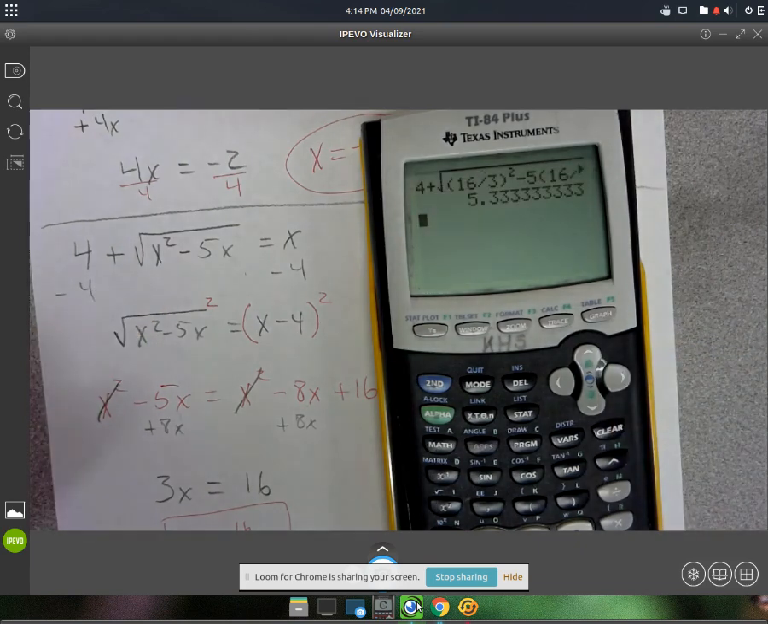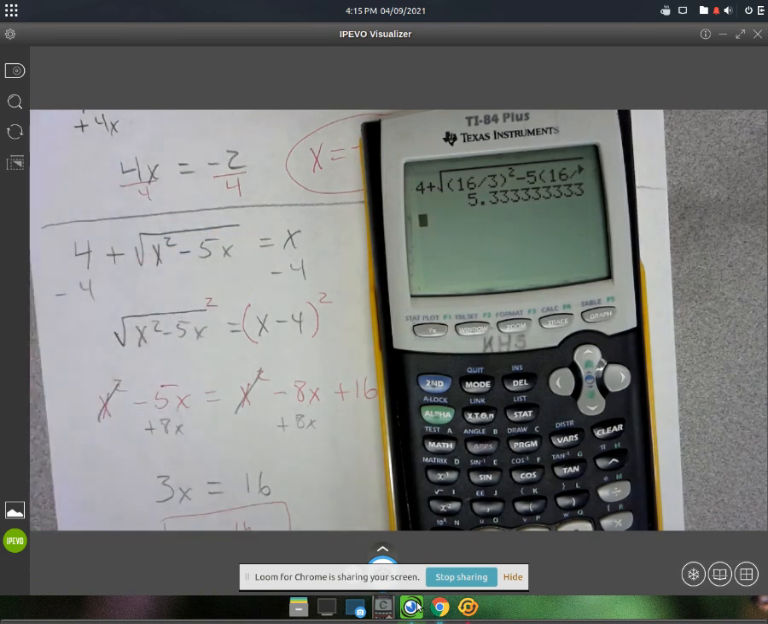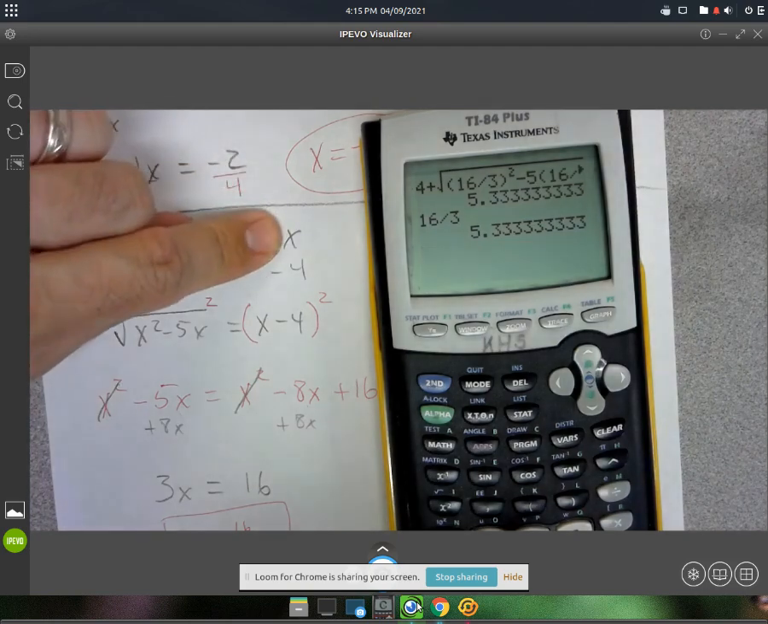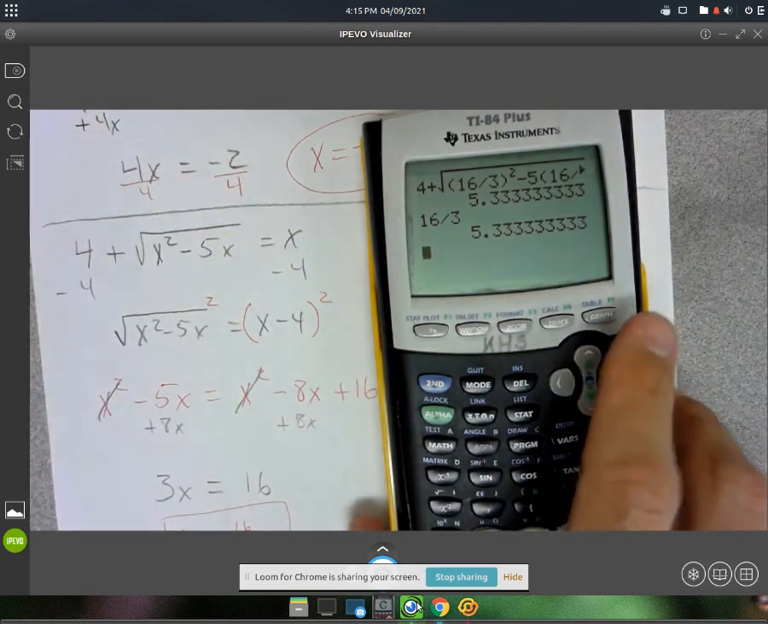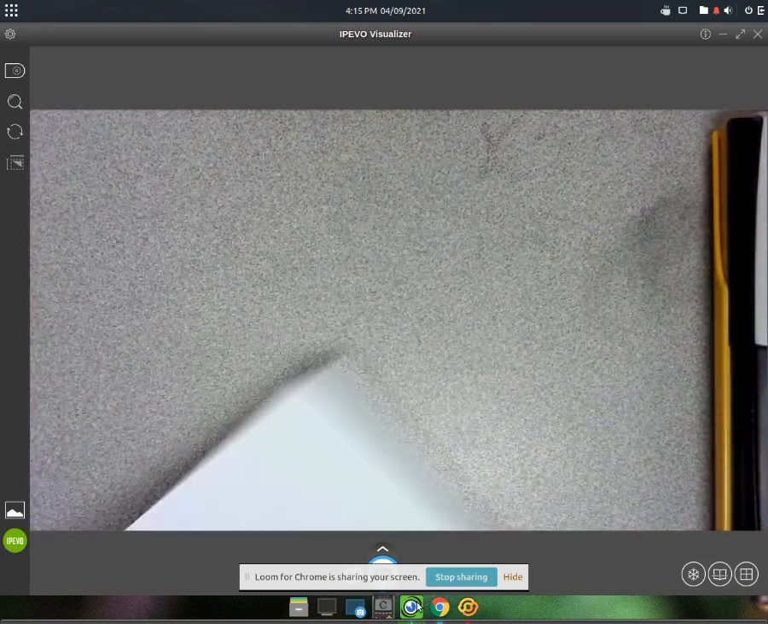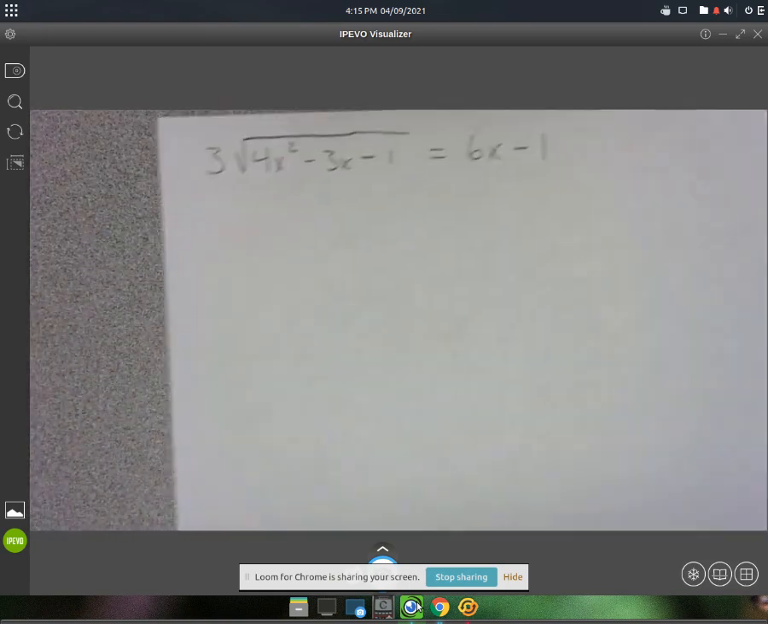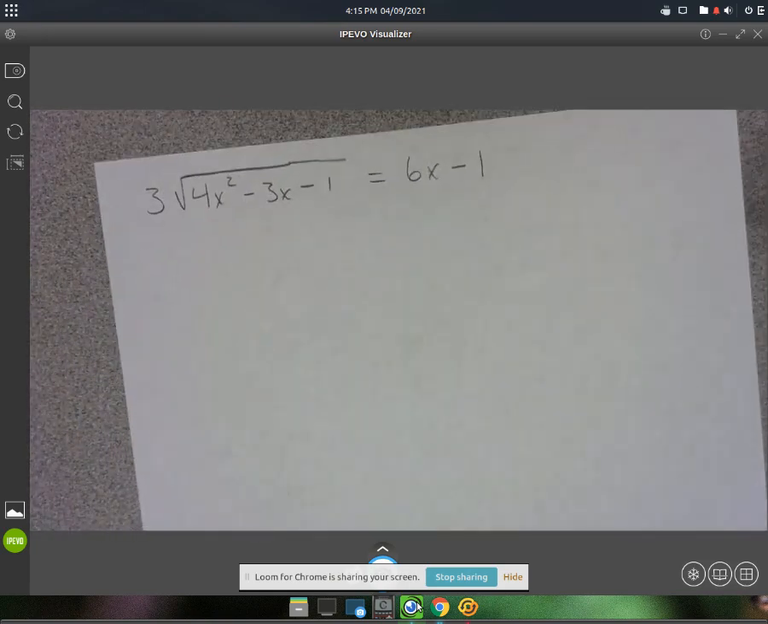There we go. So the left side gives me 5.33333. The right side is just x, which is 16 over 3. And they are a match. All right, you get the same thing back on the left as we did for the right, which was 5.33. All right, let's check out a tough one.